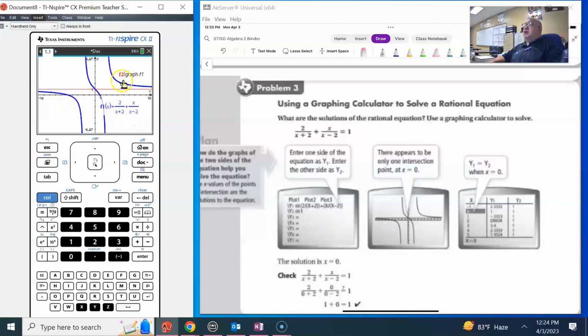And then I did graph the right side, which is f of x equals 1. And where is the answer? It's where it intersects, so it's going to be 0, 1. Now, if you want to check, all you'd have to do is substitute like we did here at the bottom, and it does check.